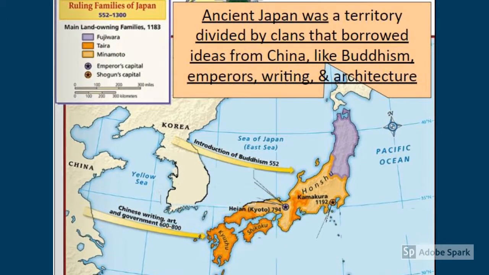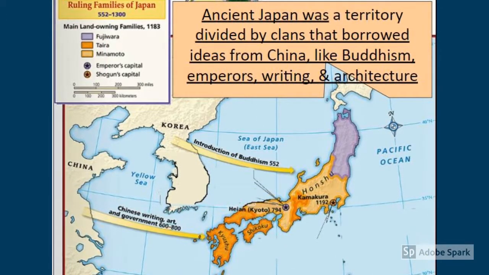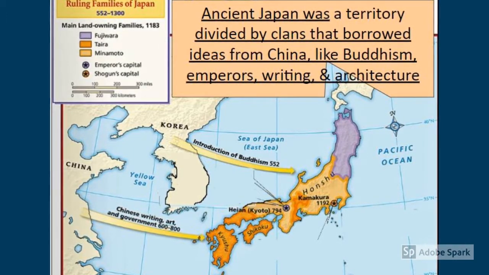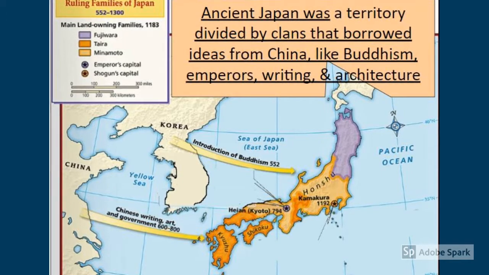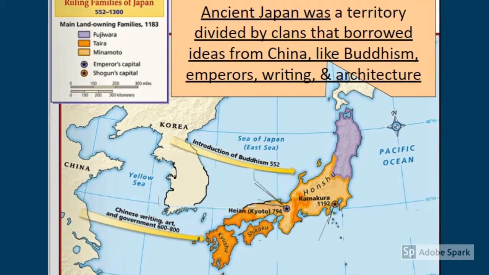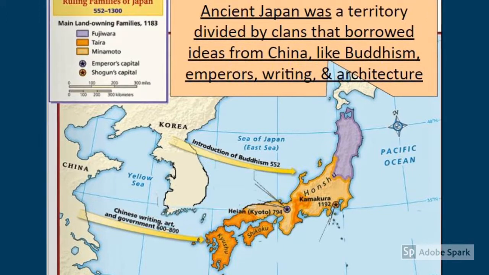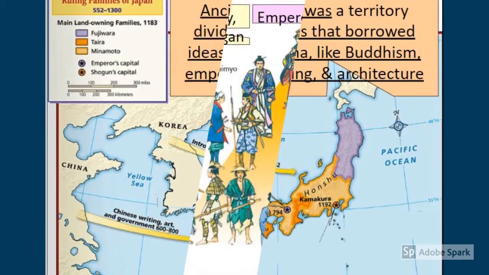Ancient Japan was a territory divided by clans that borrowed ideas from China, like Buddhism, and the concept of emperors ruling over a kingdom, their writing style, and their architecture. But don't be confused though, they do have a very distinct and different culture than China.